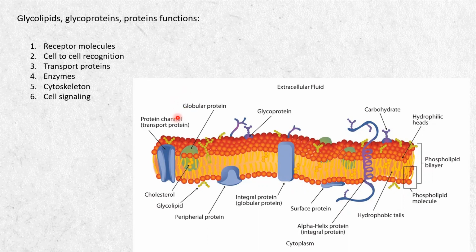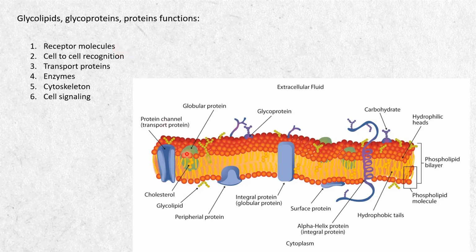We've understood how the fluid mosaic model works, how the permeability is controlled, and how the phospholipids are affected by different changes. Now we need to understand the different molecules, like these glycoproteins, lipids, and normal proteins. They have six functions. The first function is they act as receptor molecules. Now, how are they going to act as receptor molecules?